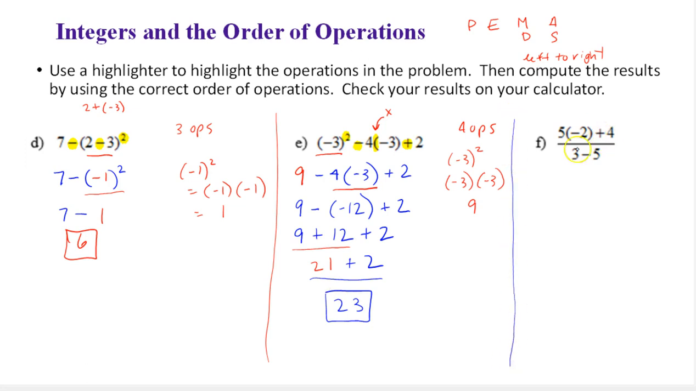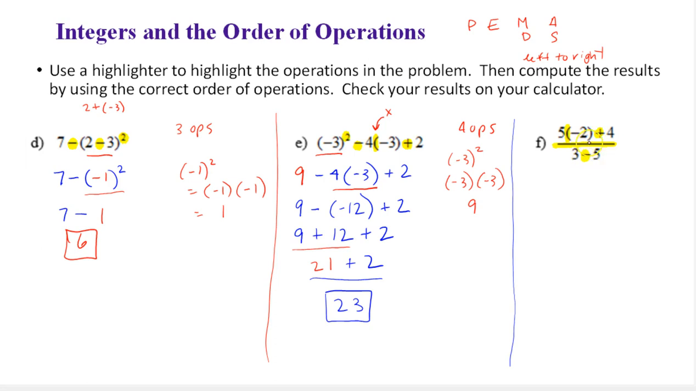And now we have one last problem. This might look frightening because we have the fraction symbol, but remember this just means division. So let's highlight our operations. Here, these are next to each other. This means multiplication. We have addition. This fraction symbol is division, and here we have a subtraction.